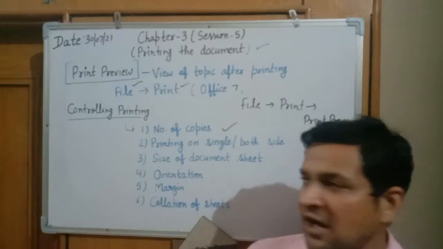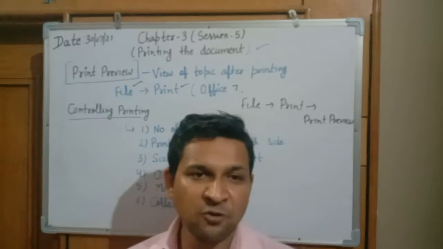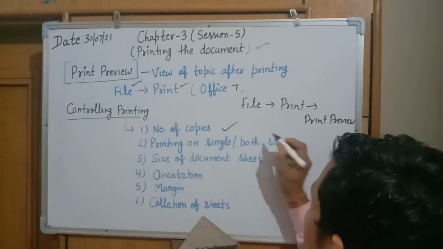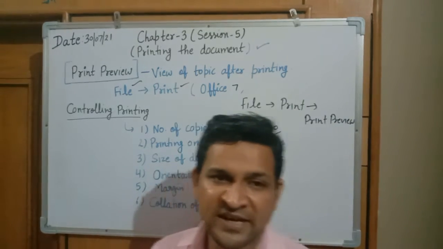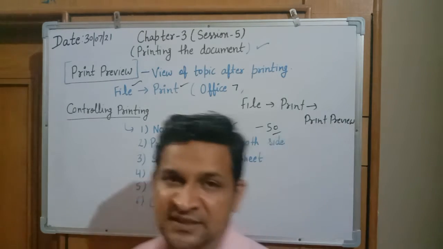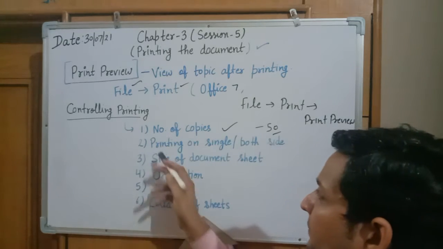In the first point, it will ask for the number of copies. How many copies do we have to prepare? 1 copy, 2 copies, 3 copies, multiple copies. We can give the number of copies. Like we can give 50 copies on one click, no problem. We can give the command for 50 copies at one time. This is known as number of copies, which is controlled by the user by giving a specific value.